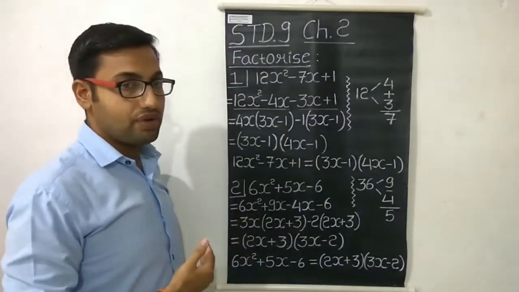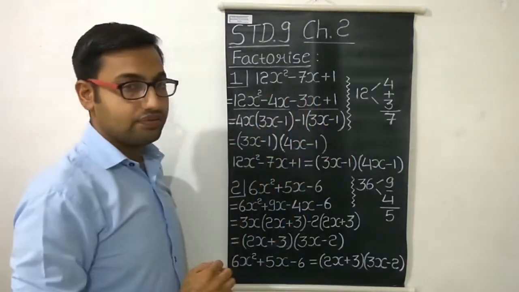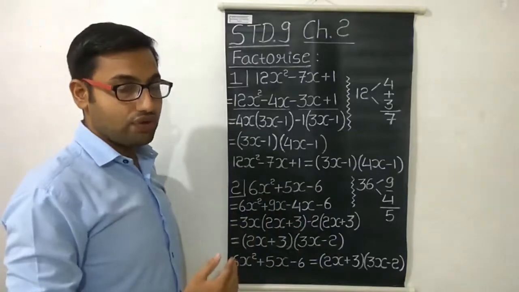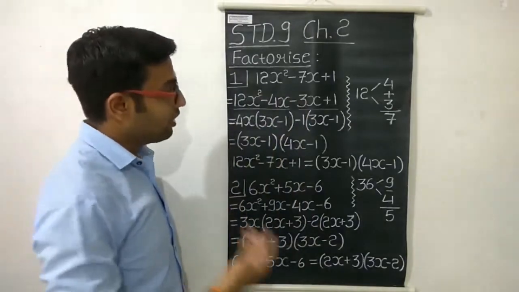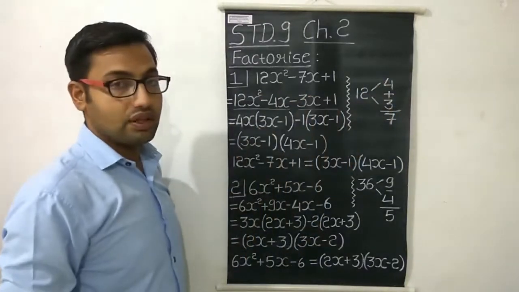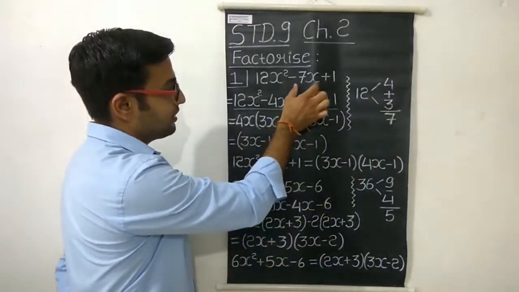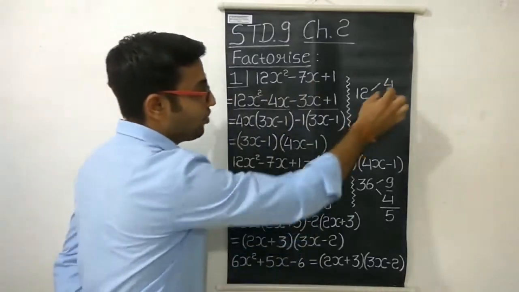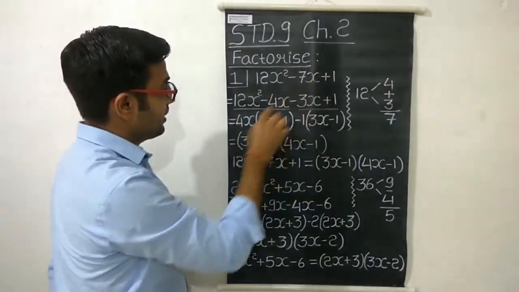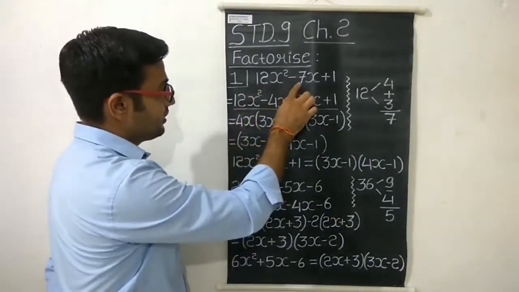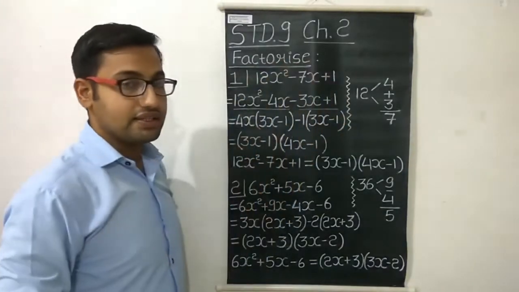So there are many factors of 12, like 6 twos are 12, but the addition of 6 plus 2 is not 7. 12 ones are 12 is also a factor, so 12 and 1, but the addition of 12 and 1 is also not equal to 7. Another factor pair is there, 4 threes are 12, and yes, the addition of 4 and 3 is 7. So we have to split this middle term 7x as 4x and 3x. Right? So we can rewrite this: 12x square as it is, this 7x we can write down as 4x plus 3x, and this plus 1 remains as it is.